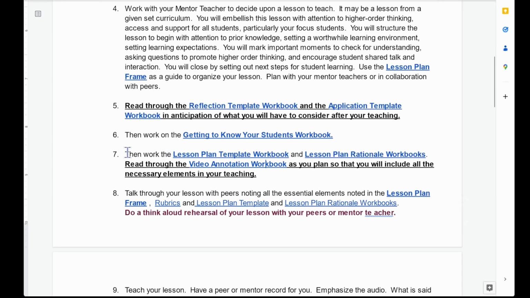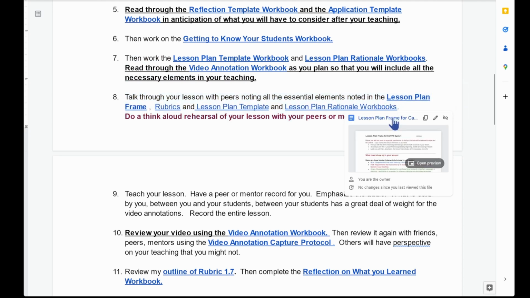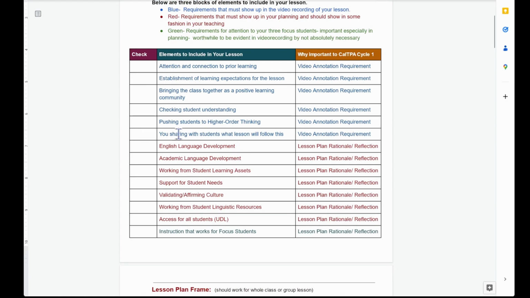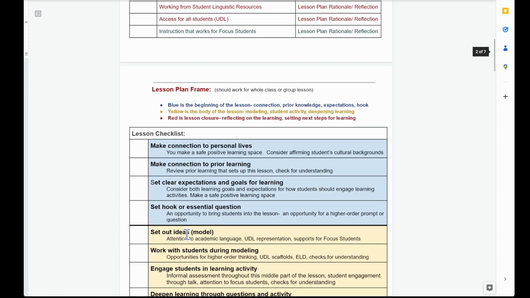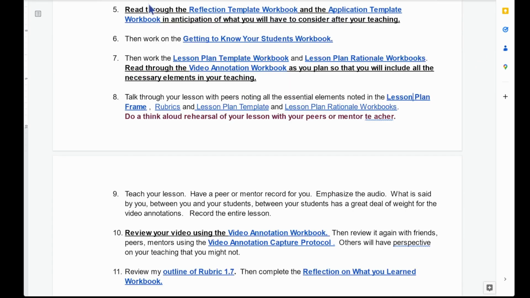So at this point, you're working out your lesson plan. Then you want to talk through your lesson plan with your peers, noting all the essential elements in the lesson plan frame. I'll go to that just again for a moment here. When you're doing your planning, you're looking for all of these things, and you might use the structure that I've set out for you. So this is in your planning. You might review all the other materials I've set out.